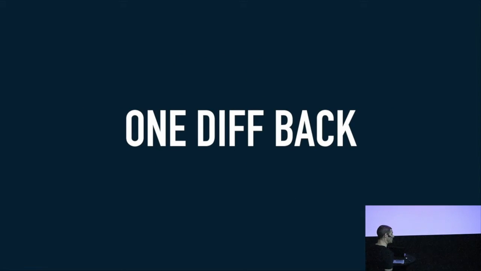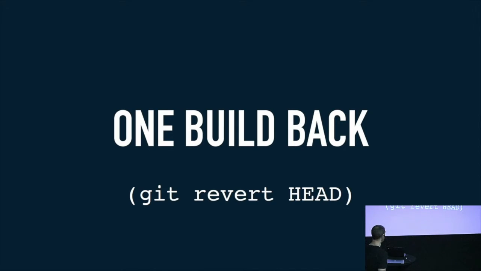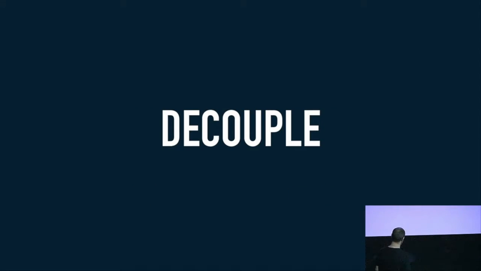And that also means that we can always go one diff back, that we can always go one build back, that we can always, depending on whether our rollout of the application went well, roll back to the previous commit, right? And that is what we want. The database state is always going to be compatible. How do we do that?